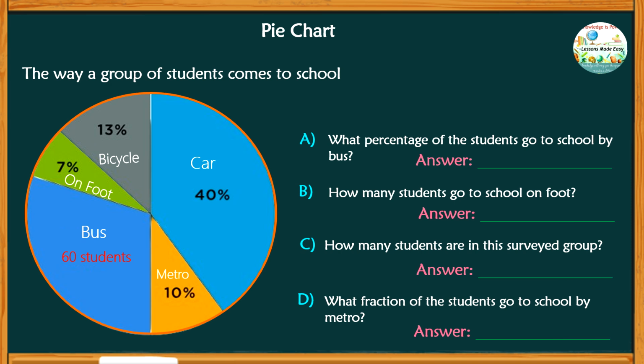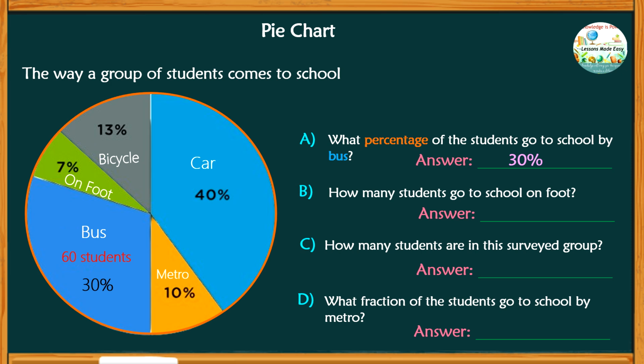For the first question, we need to find the percentage of the students who go to school by bus, which is pretty easy. All we have to do is add the percentage of all the other ways the students go to school. 7 plus 13 plus 40 plus 10. Altogether, we have a total of 70%. So if one whole circle makes up 100%, therefore 30% of the students go to school by bus.